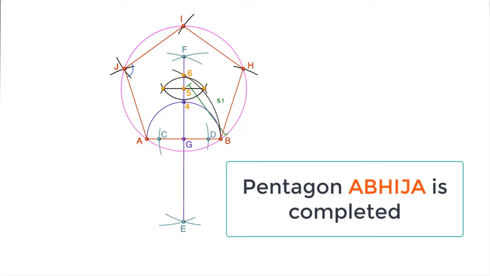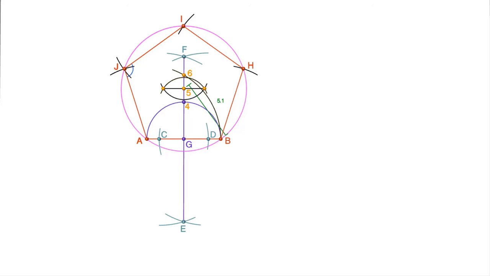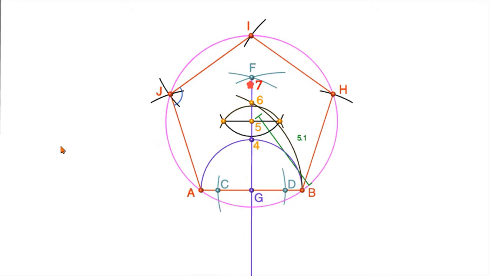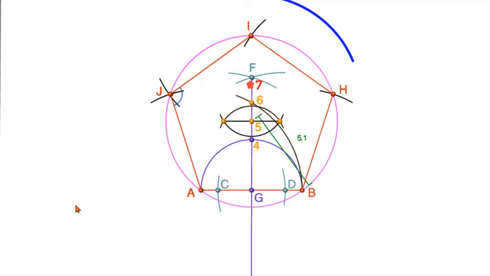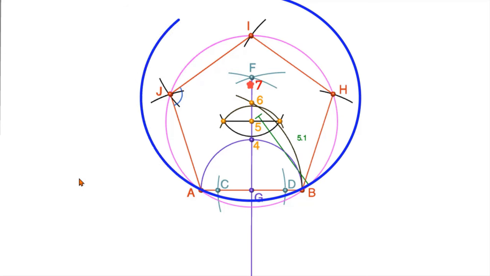So this way we can construct a pentagon, but for the construction of a heptagon we can look at another point 7, where 6, 7 is equal to 5, 6, and taking 7 as the center, we can draw a circle, and that circle can be divided into 7 equal parts, and that way we will get 7 equal sides of the regular heptagon.